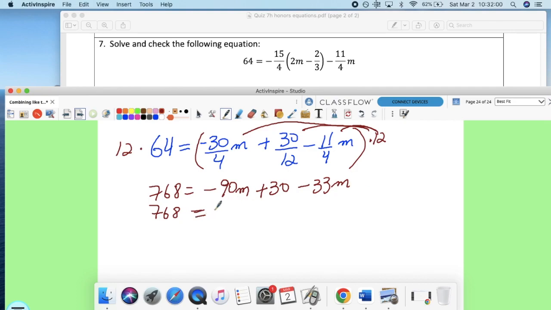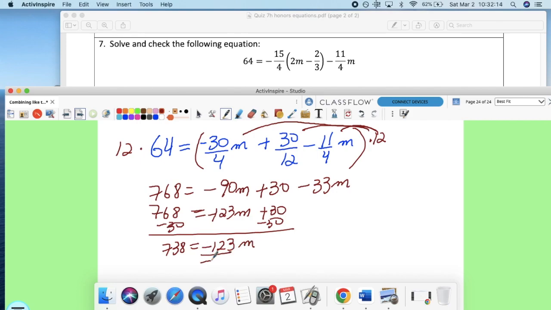We get negative 123m, plus 30. We're going to minus 30 on both sides. And we get 738 equals negative 123m. Divide both sides by negative 123. m equals negative 6. Right.